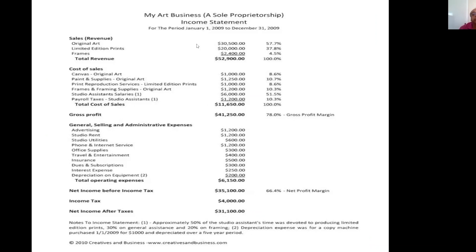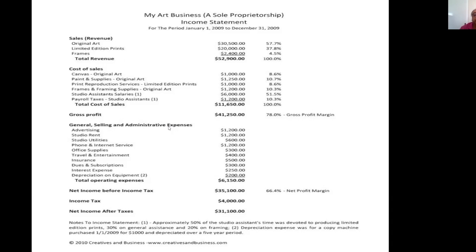You know, the cost of sales is what we're going to concentrate on in this segment, because we want to be able to look at what your direct costs are in generating that sales. And in the case here, obviously he's getting art and he's looking at the canvas, his paint, supplies, frames, studio, payroll, taxes. Those are direct costs associated to making that sale.